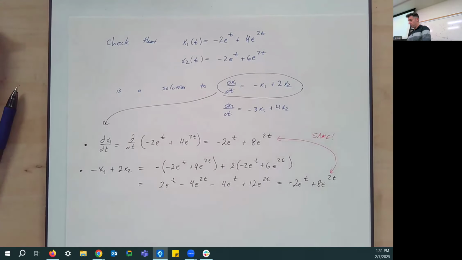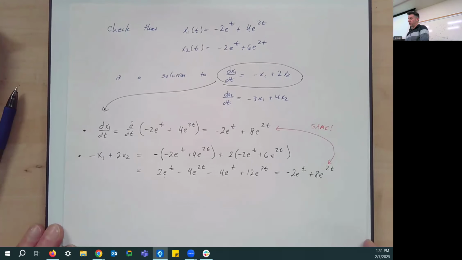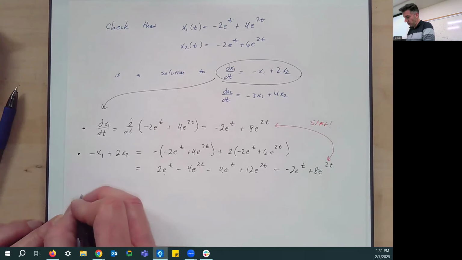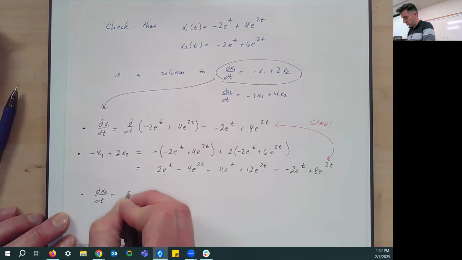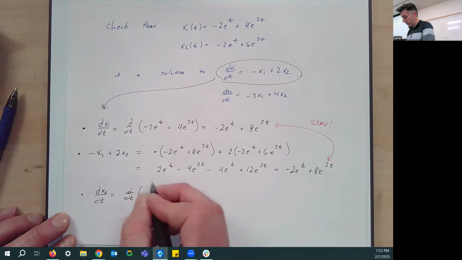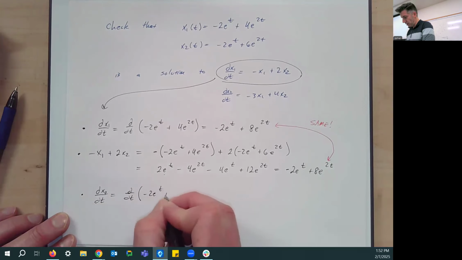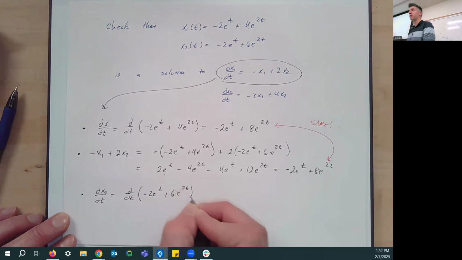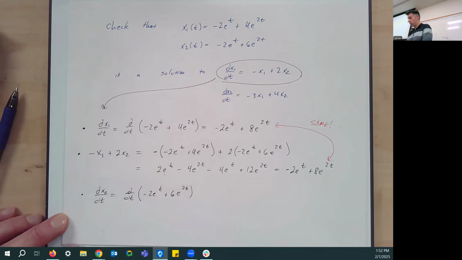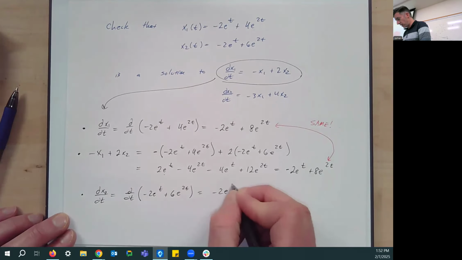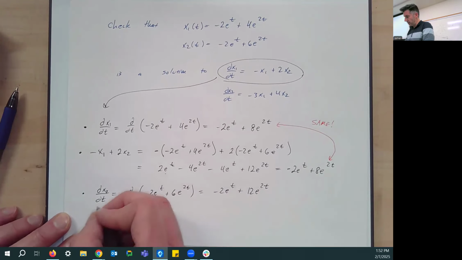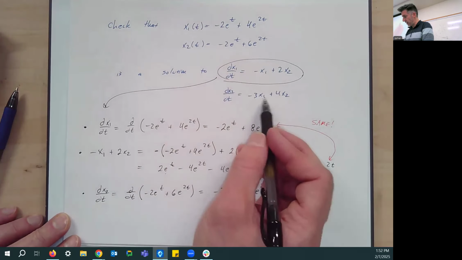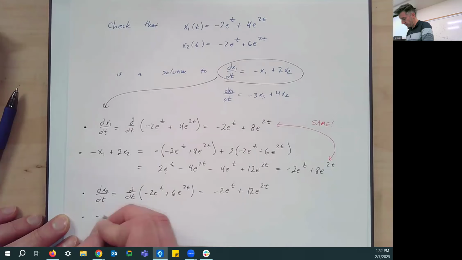And similarly, if we were asked to check, we would still have to do the rest of this. We can also see that dx2/dt is just the derivative of x2, which is negative 2 e to the t plus 6 e to the 2t. It's a little tedious to do this, but it does work. You're going to get negative 2 e to the t plus 12 e to the 2t, and negative 3x1 plus 4x2.